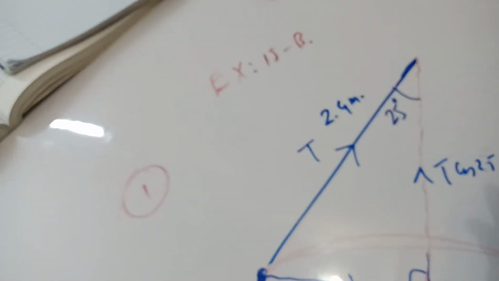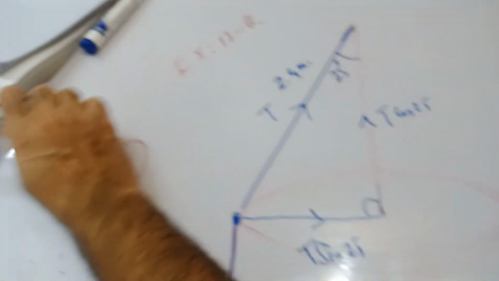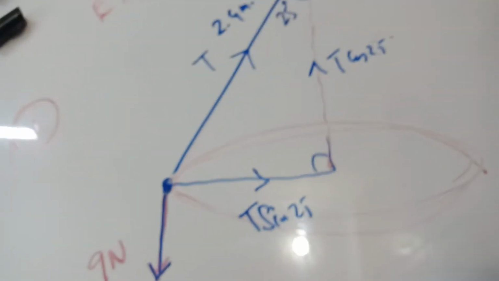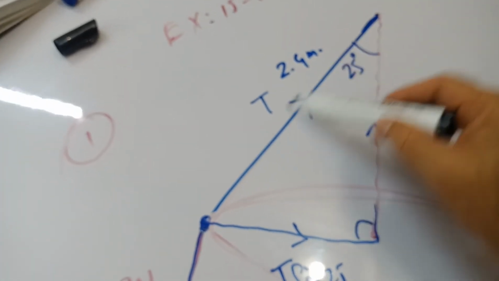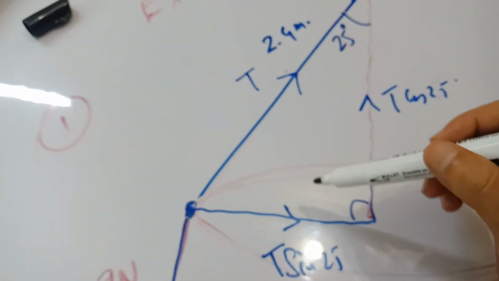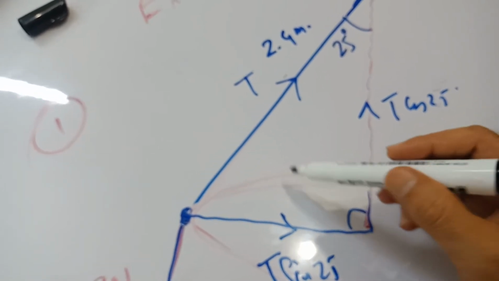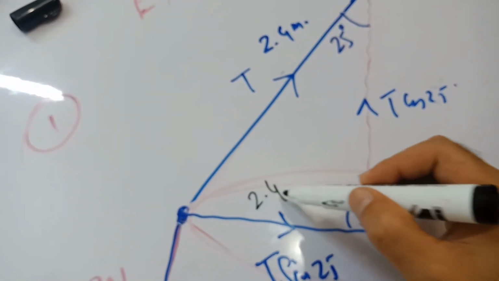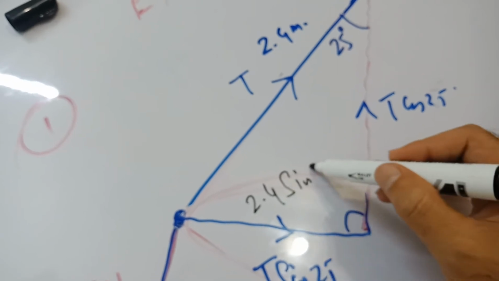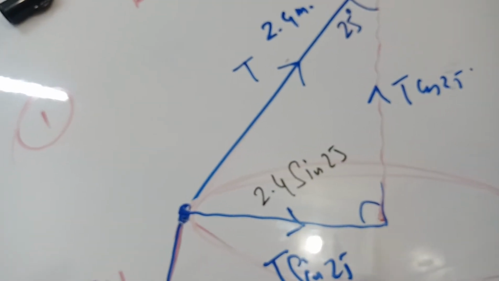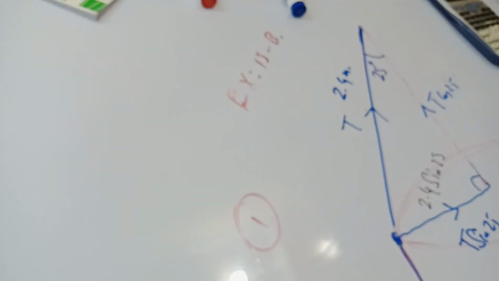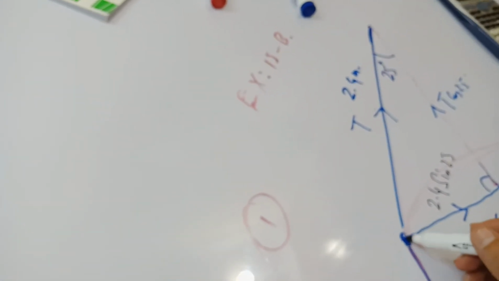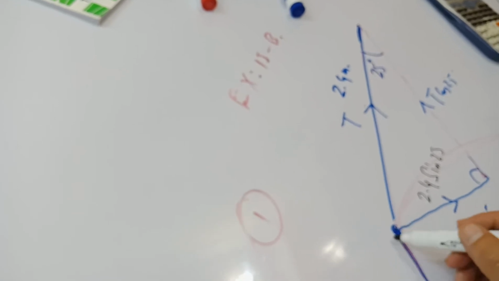Later on we shall be needing the radius of this horizontal circle. You can use this length 2.4 and this angle to determine the radius, which is going to be 2.4 sine 25.